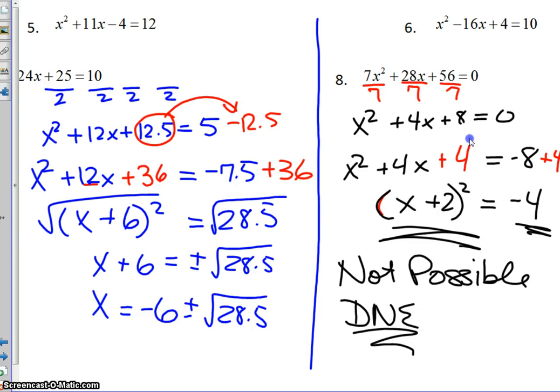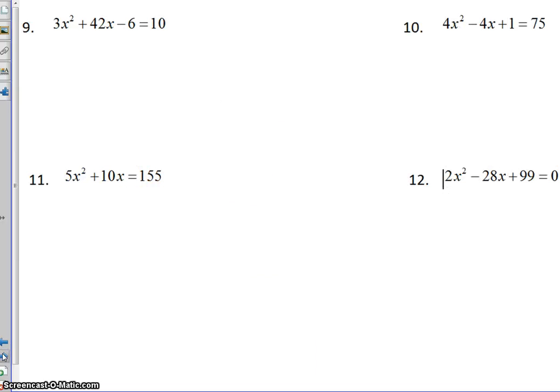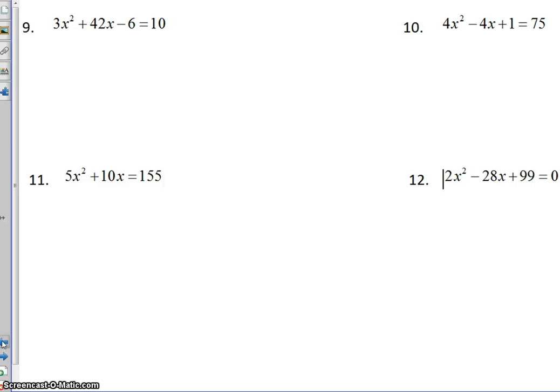It's an impossible problem. And I just want you to complete the worksheet. There were 12 questions on this worksheet, and I just want you to go through all 12 of them. Good luck.